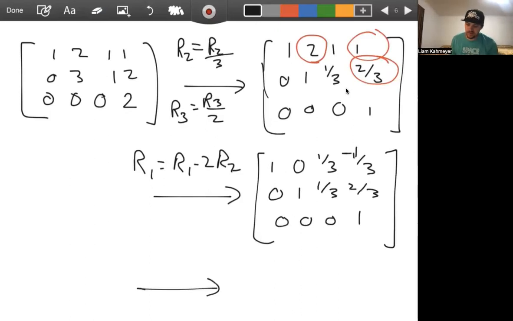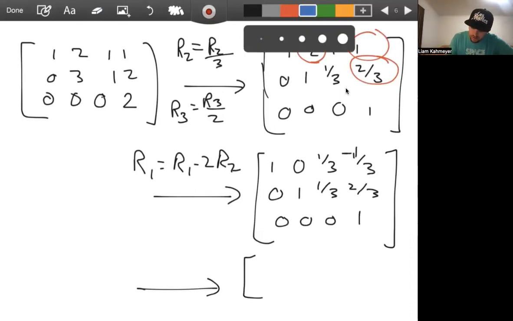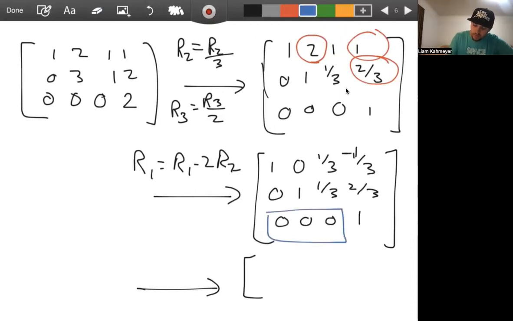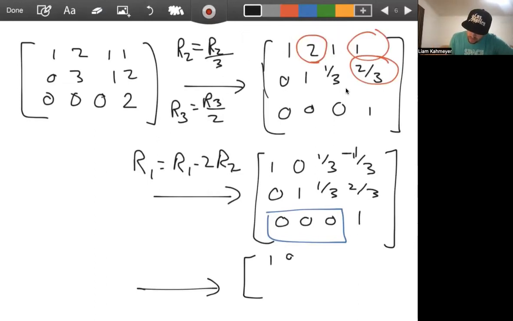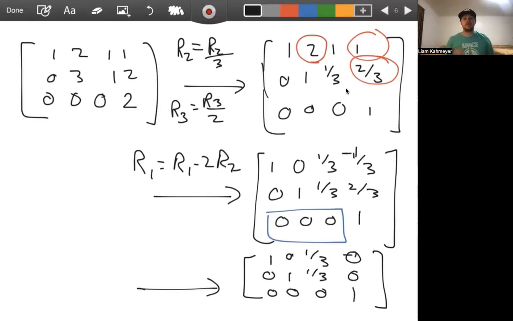You can see pretty easily two operations give you, right? These are all zeros. So you just multiply by the appropriate constant, add it to row 1 and row 2, and then you'll get 1, 0, 1/3, 0, 0, 1, 1/3, 0, 0, 0, 0, 1. Now, this is in reduced row echelon form.